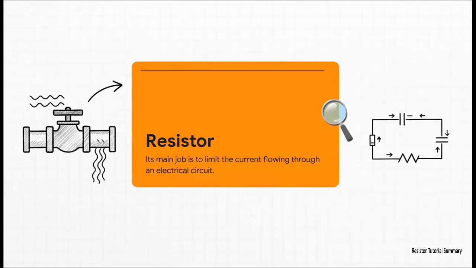And here it is, the big secret. A resistor's main job is to resist, or limit, the flow of electrical current. The best way to think about it is like a faucet on a pipe. You turn it to control how much water gets through. Resistors do the exact same thing, but for electricity. They're basically the bouncers at the door of your circuit.